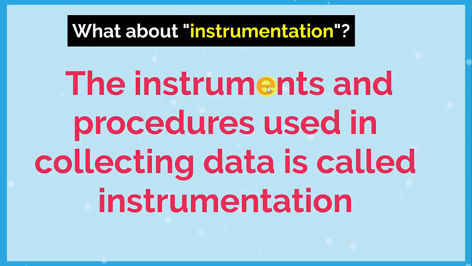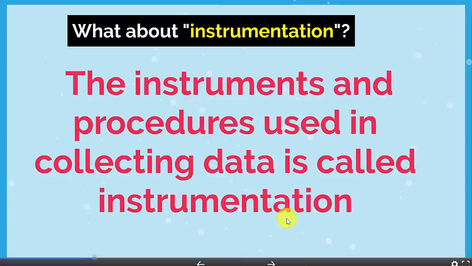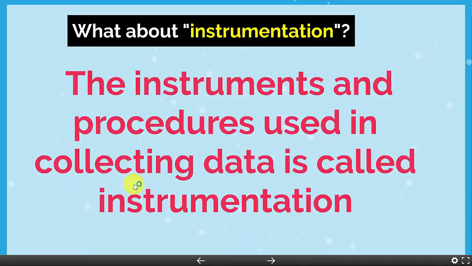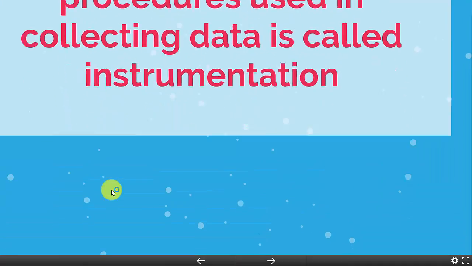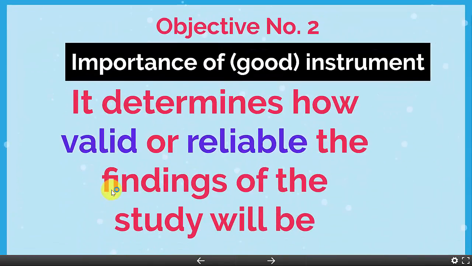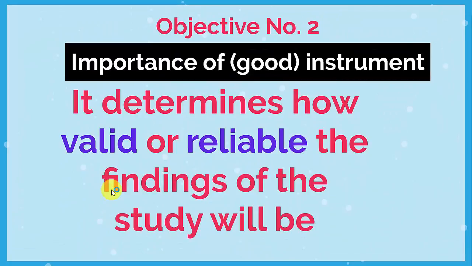Now, what about instrumentation? The topic is ICT in instrumentation in doctoral research. Instrumentation: the instruments and procedures used in collecting data is called instrumentation. So collectively, instruments and the procedure we refer to as instrumentation. Let's jump quickly to objective number 2. Objective number 2 is asking us the importance of an instrument.